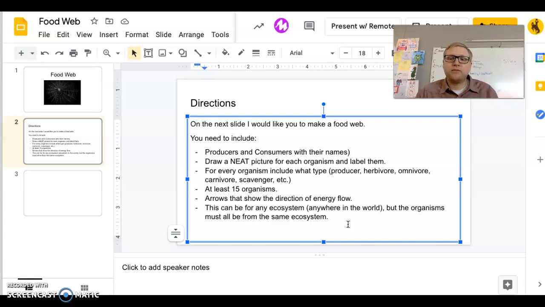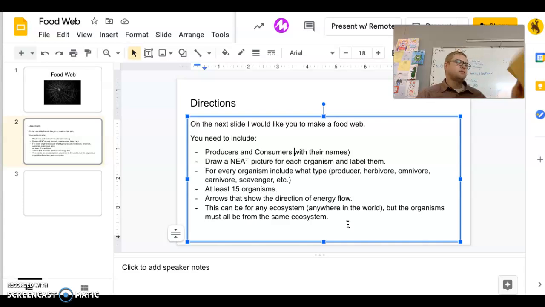So for example, you are not going to have a leopard eating a moose because they're not in the same ecosystem, right? A leopard probably could eat a moose if they lived in the same place, but they don't, okay? So make sure if you're picking an ecosystem that you're sticking with just animals in that ecosystem.